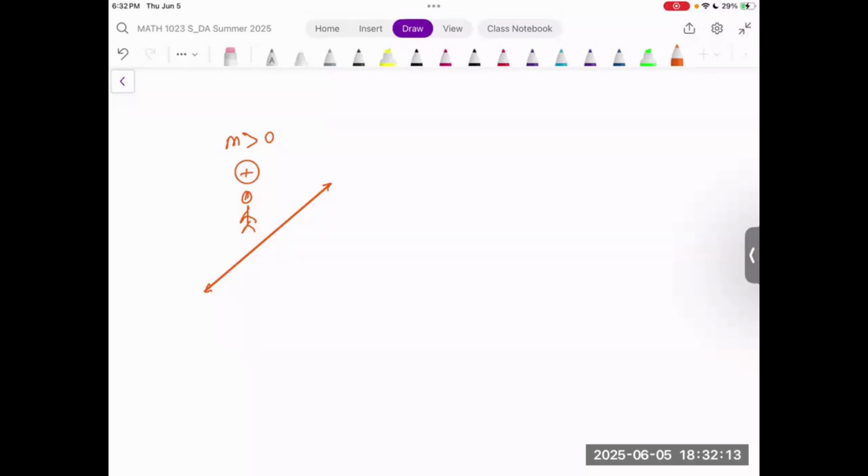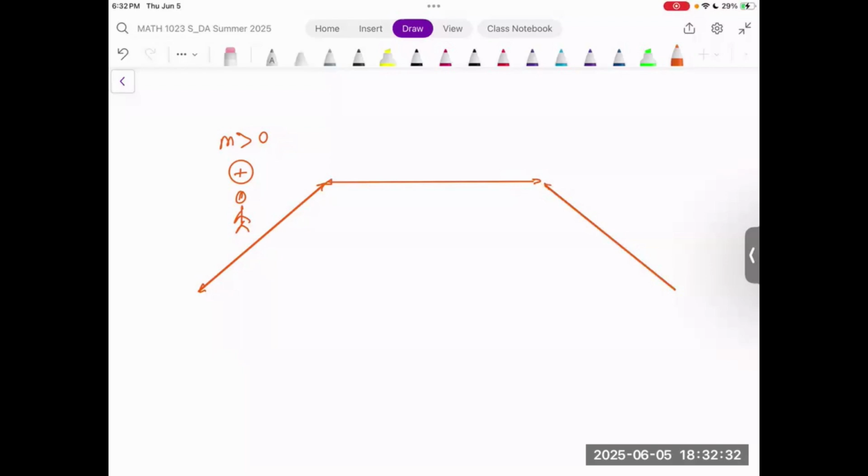Positive, right? I'm gaining height, right? Make sense? Always from left to right. If I'm rising from left to right, it's always positive. So then there is another line going in this direction. I'll get back to it.